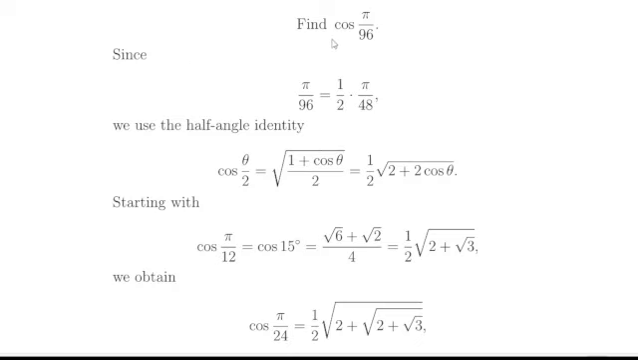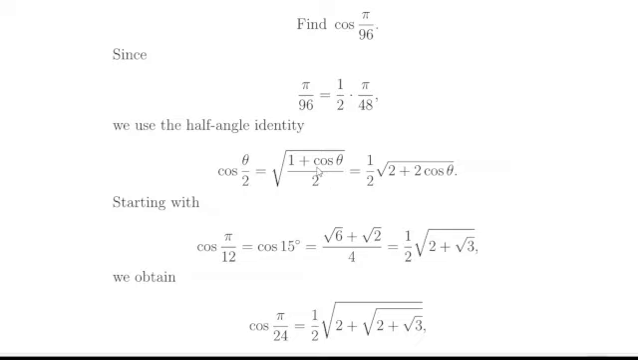In this video, we want to find cosine of pi over 96. So what we're going to end up doing is using the half angle identity multiple times to solve it. So we first start off with the half angle identity, which is cosine theta over 2 is equal to square root of 1 plus cosine theta all over 2.